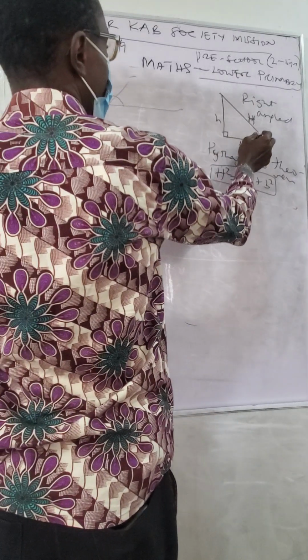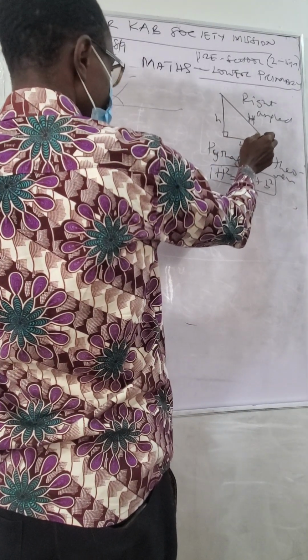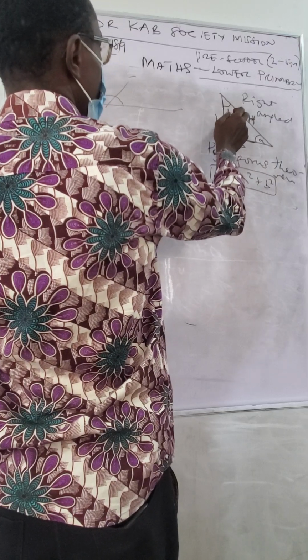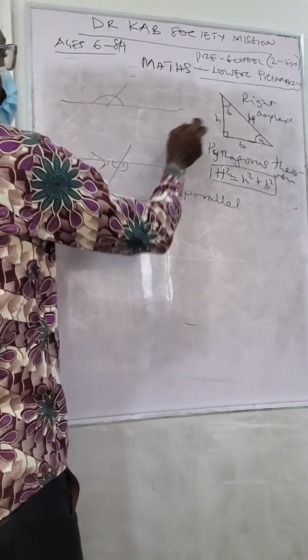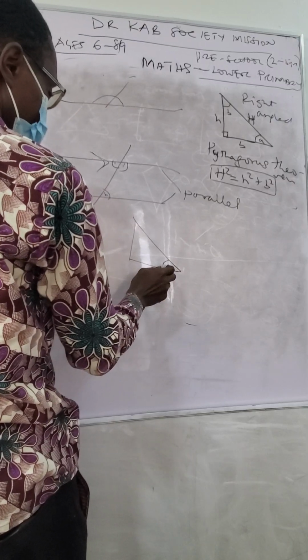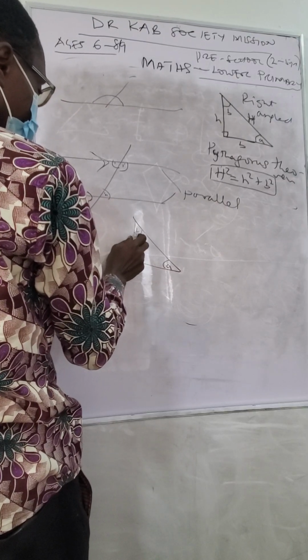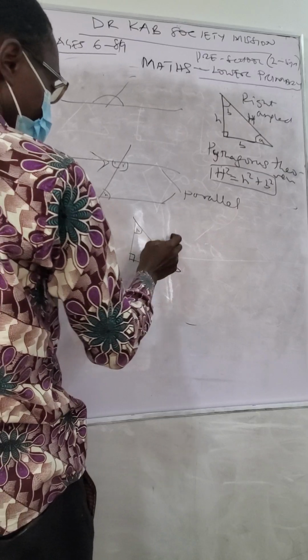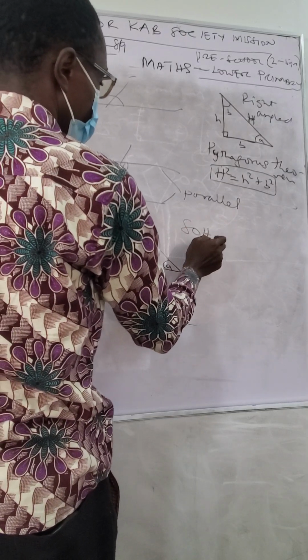We can also relate the angles. Let's say this angle is A and this angle is B. Okay, we have what we call the angles. This is angle A, angle B, and this is the right angle.